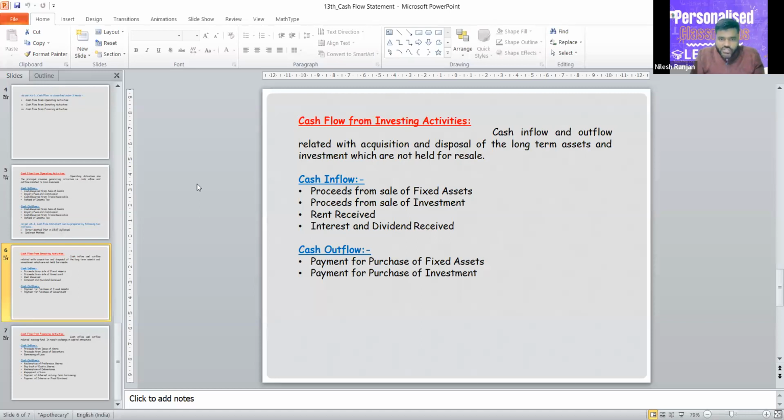Now, if you see cash inflow, it is proceeds from sale of fixed assets, proceeds from sale of investments, rent received, interest and dividend received. Again, cash outflow: payment for purchase of fixed assets, payment for purchase of investments. So these are the things under investing activities. There are no more items in investing activities. Okay.